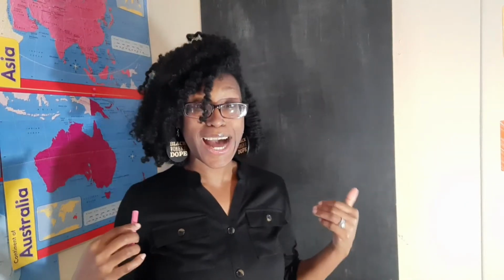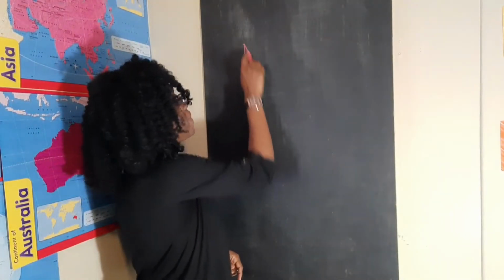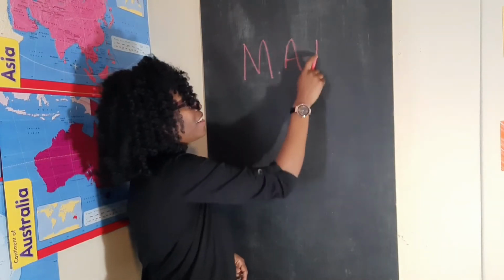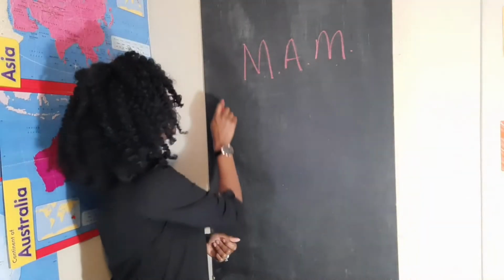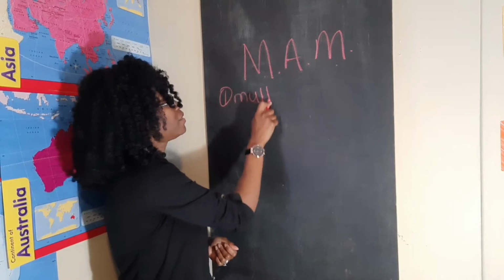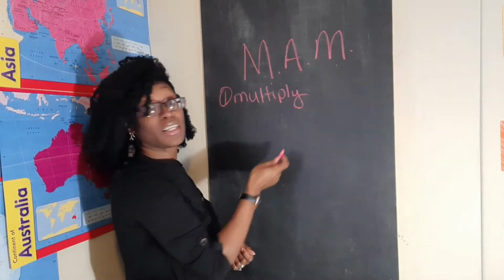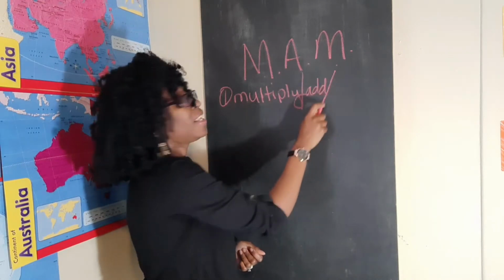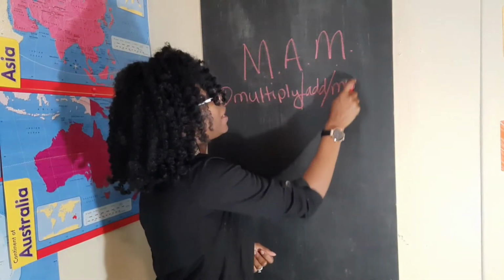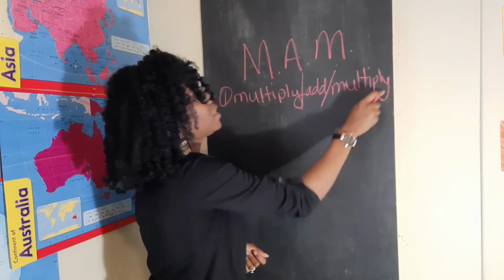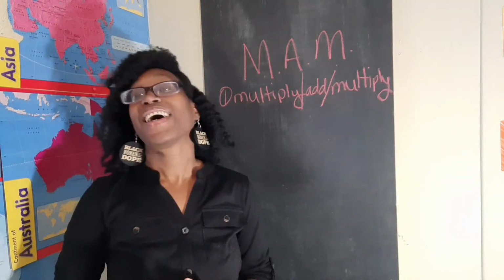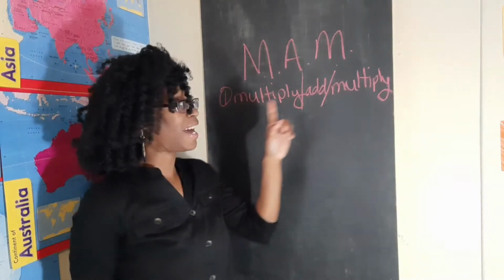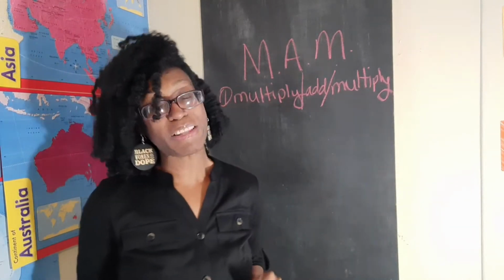All right, so when multiplying doubles, I like to use what I call the MAM method. M-A-M, MAM. It stands for multiply. The A stands for add. And the last M stands for multiply again. So what does MAM stand for? You got it. It stands for multiply, add, and multiply. So that is the method we're going to use today.